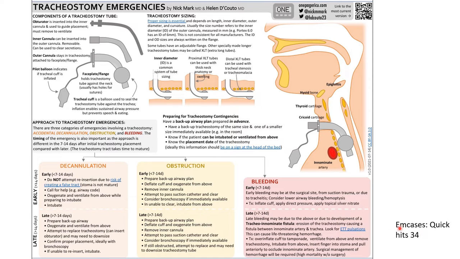EM Cases did a good Quick Hits 34 where they went through tracheostomy emergencies, and you can go check that out as well. There are some discrepancies between what we were taught in our courses and what they suggest we do. The main one is that they emphasize that we should use the upper airway to ventilate if there are problems down here, but in general, as we talked about, you can never be too sure whether this actually is a good alternative, and rather the guidelines I will go through focus on you managing this problem.